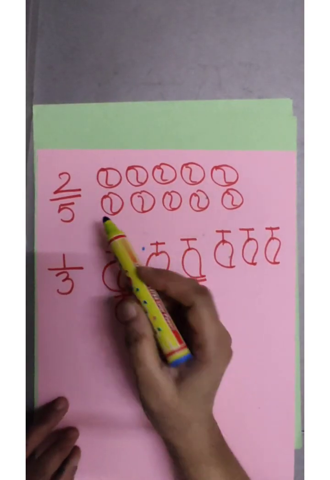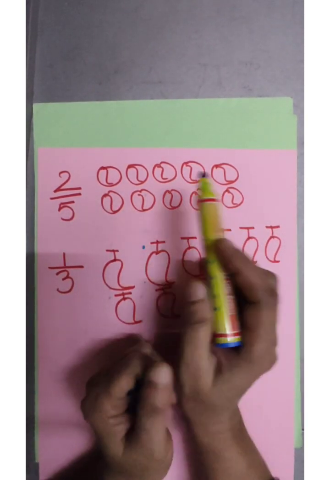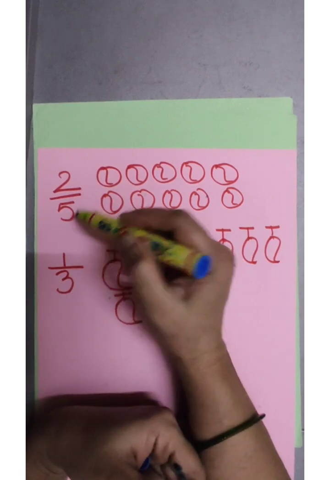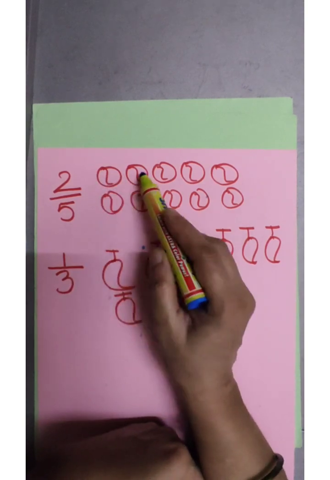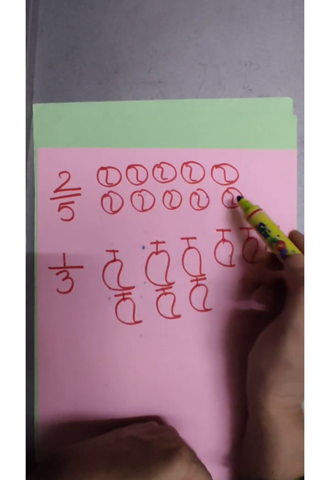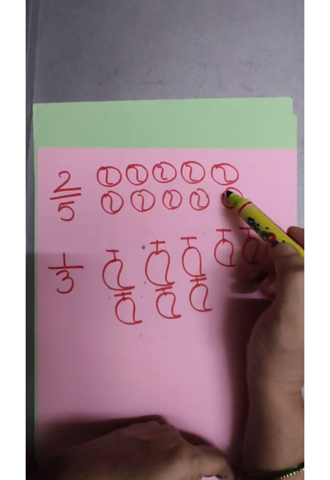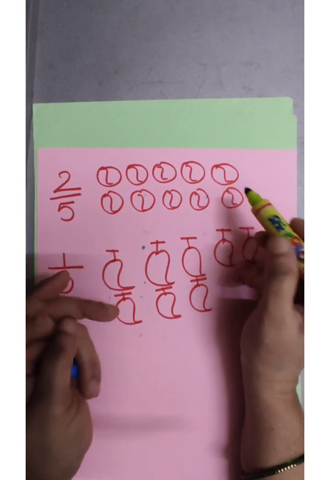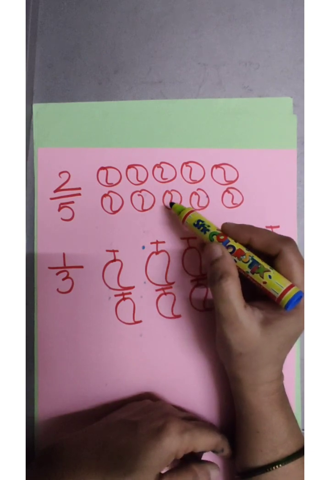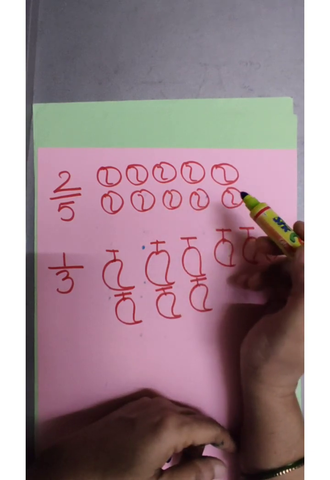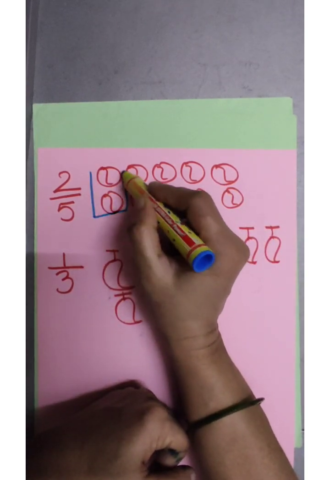Children, now here you can see the fraction and the figures. The fraction is 2/5. That means we need 5 parts. But you are having 1, 2, 3, 4, 5, 6, 7, 8, 9, 10 balls. We don't have 5 parts, but we have 10 balls. So these 10 balls you have to divide equally into 5 parts. So you read the table of 5. 5 ones are 5, 5 twos are 10. That means each part should have 2 balls.